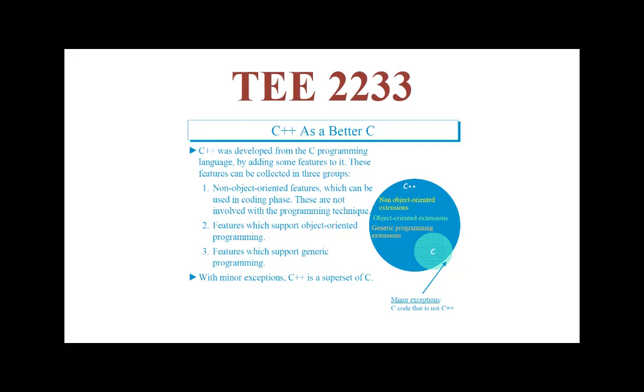So we are saying you can program in C++ using object-oriented programming, or you can also use generic programming. That means you program in C++ as if you are programming in C. In other words, we have a few exceptions, the C code that is not C++, but most C code is also C++ code.